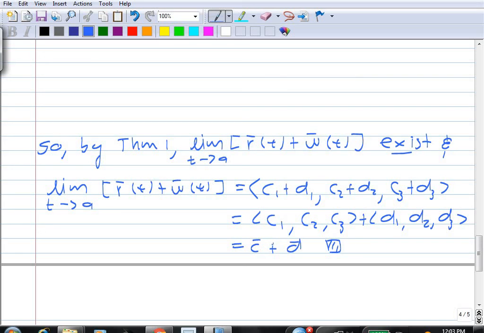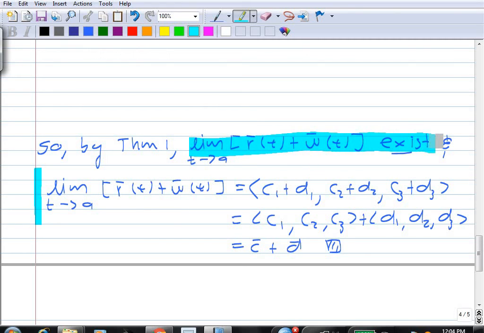So before you can write this expression, the limit as t goes to a of r of t plus w of t, we must first know that the limit exists. And theorem 1 does give us that. Now, you can of course go ahead and prove all sorts of limit laws for vector functions, and the proofs all follow the same principle. You can look at Theorem 5.2.2 in the course notes.